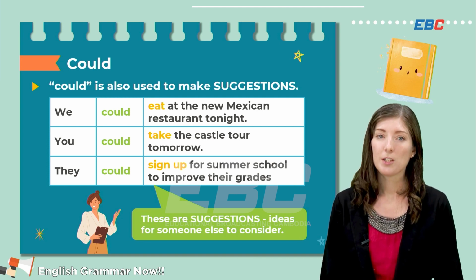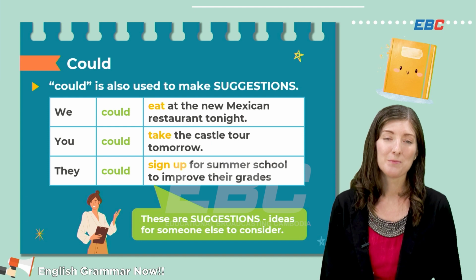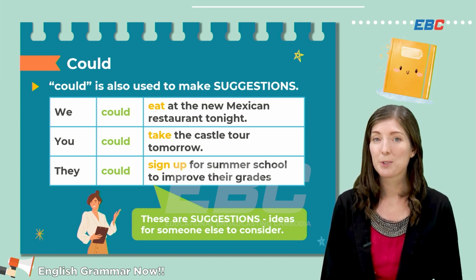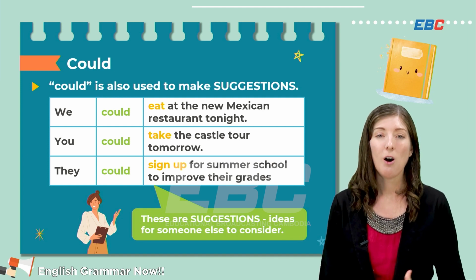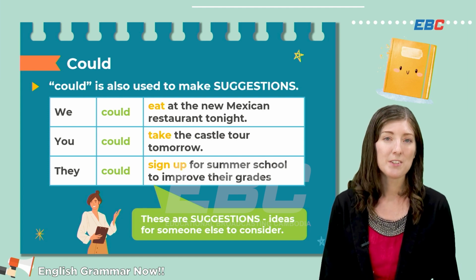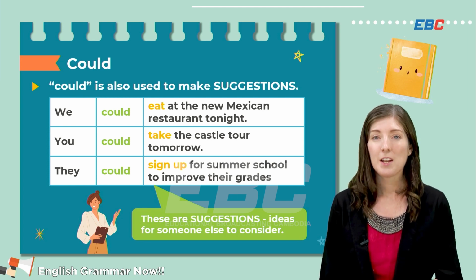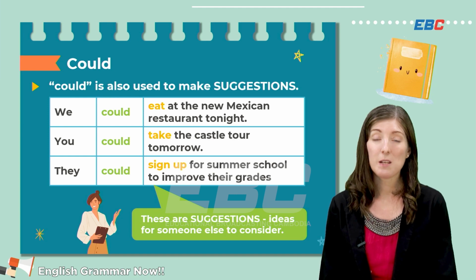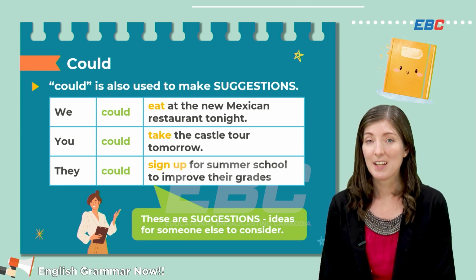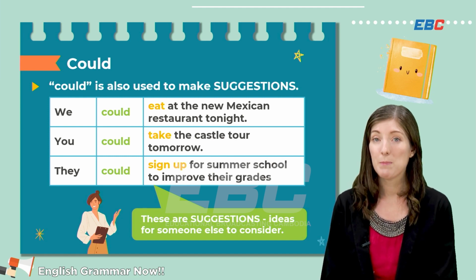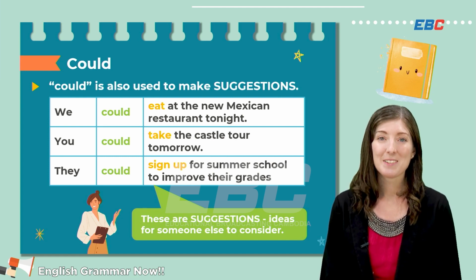Or, you could take the castle tour tomorrow. Or, they could sign up for summer school to improve their grades. All of these are suggestions. They're ideas for someone else to consider. The other person can think about it and decide if they want to do that thing. So could can be used for suggestions. It has three possible meanings then: ability, permission, and suggestions.